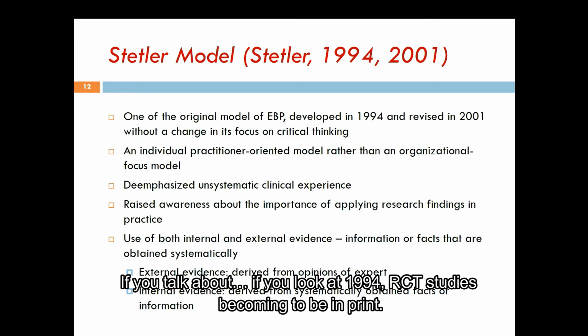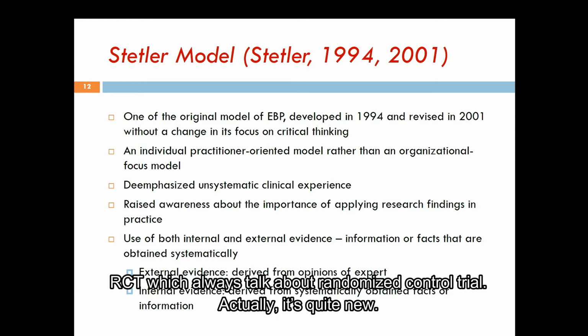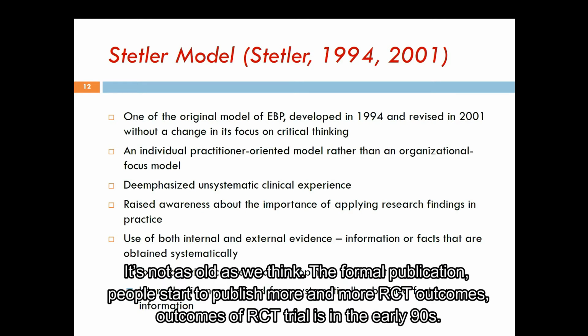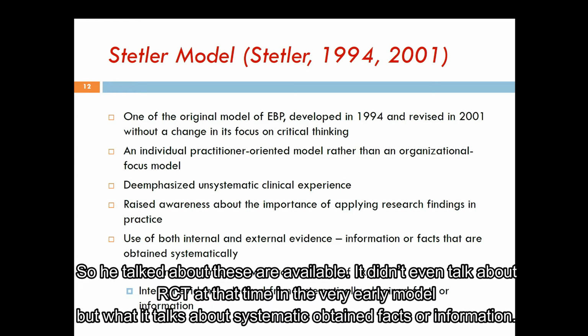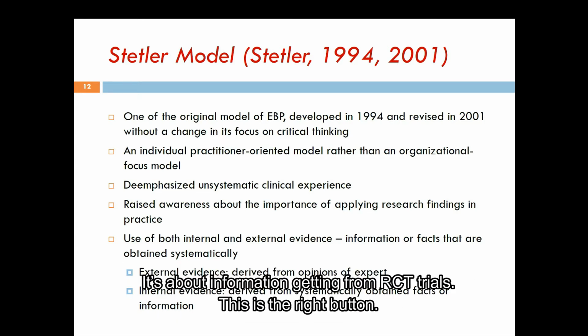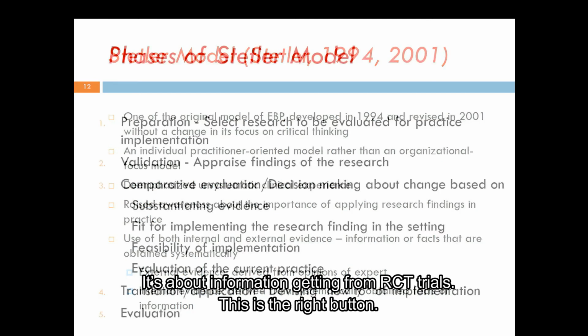Now, if you look at 1994, the RCT study is starting to come into print. RCT, we always talk about randomized controlled trial. Actually, it's not as old as we think. The formal publication, people started to publish more and more outcomes of RCT trials in the early 90s. So he's talking about these being available. He didn't even talk about RCT at that time in the very early model. But what he talked about, systematic artifacts of information, he's talking about information from RCT trials. Okay, this is the right button.